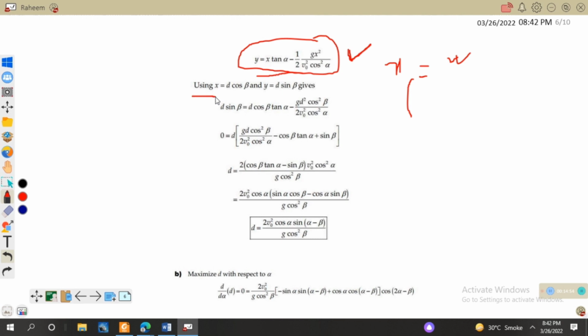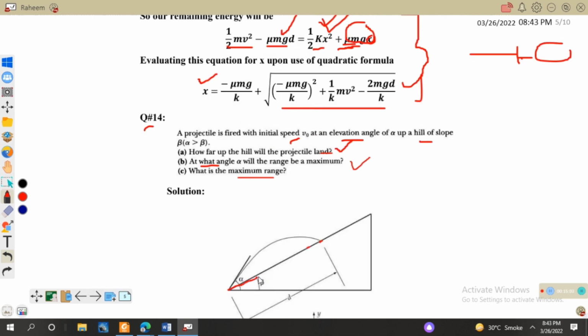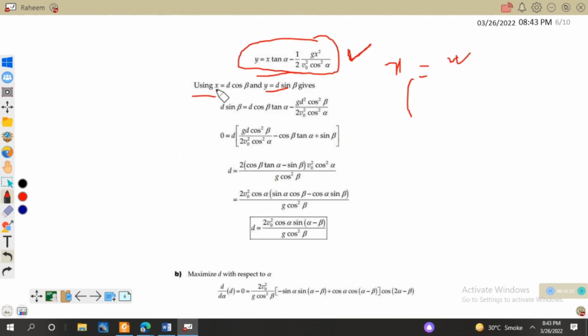Again, you know that x is d cos beta and y is d sin beta. If we resolve the inclination length into two components, the first will be d cos beta, which is along the horizontal, and the second will be d sin beta. So d sin beta will be the vertical component and d cos beta will be the horizontal. While writing the horizontal we write x, so for x we will substitute x is equal to d cos beta, and in the case of y we will substitute y is d sin beta.